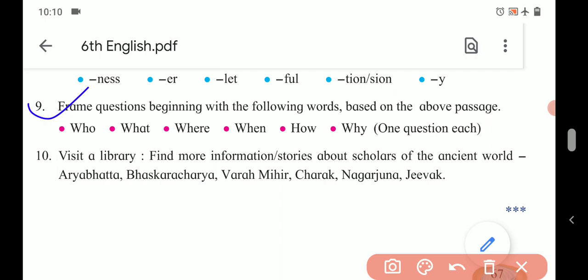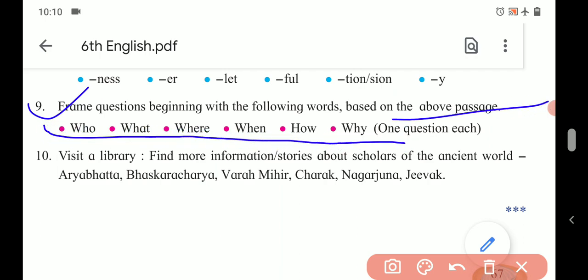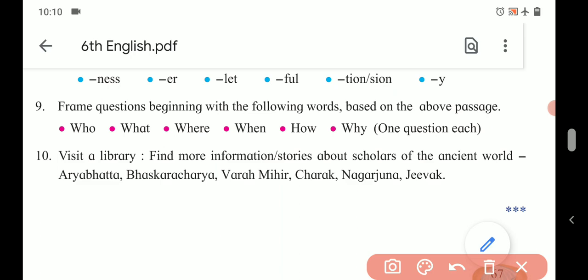Next, number 9. Frame questions beginning with the following words based on the above passage. These words are called WH words. All the words start with W or H, especially WH. How is the only one that starts with H, but it has W in it, so it is also called a WH word. When we frame a question with WH words, the answer we get is explanatory. So based on the above passage, for a question with who, you can simply choose from the exercise only. Who was Sushruta? Who was Shalihotra?